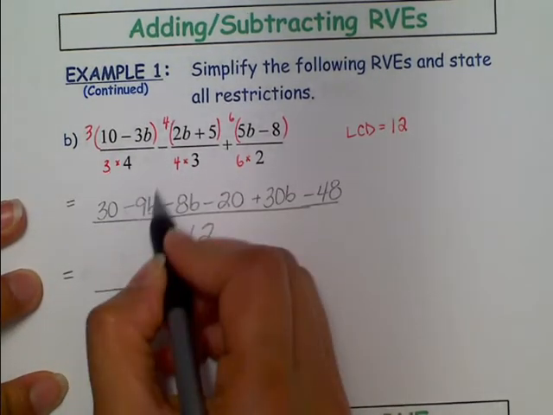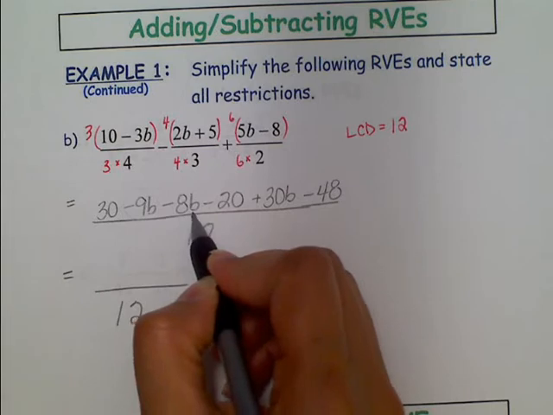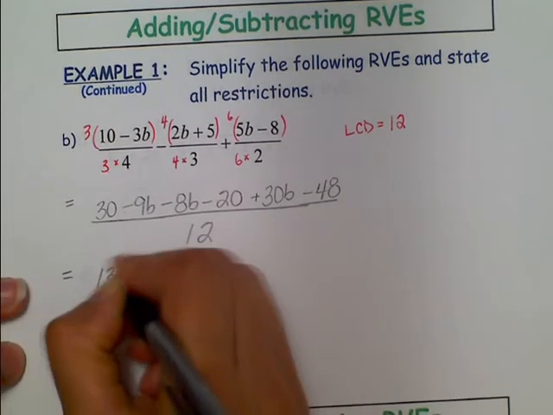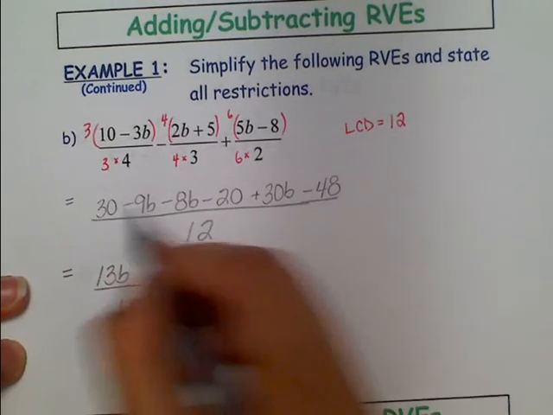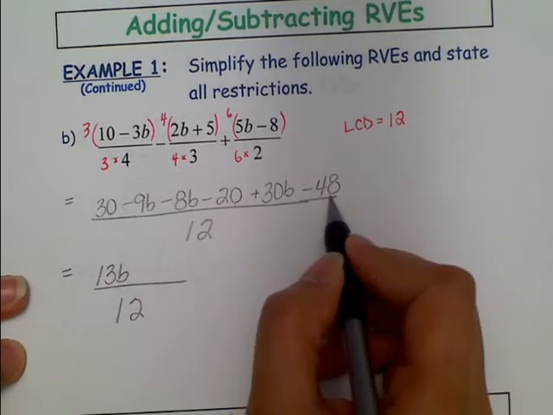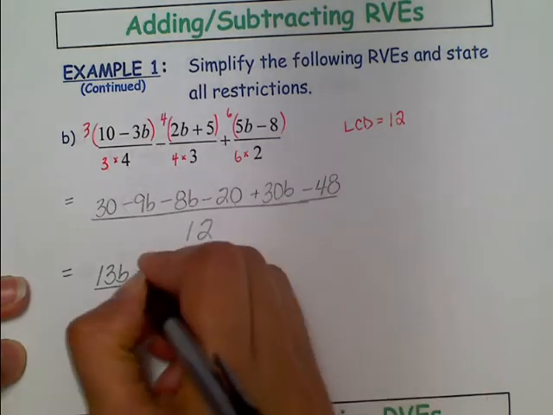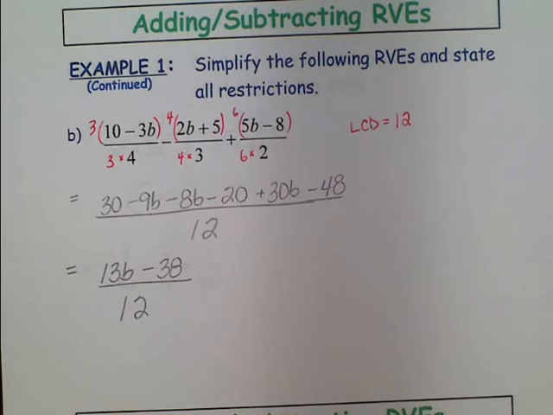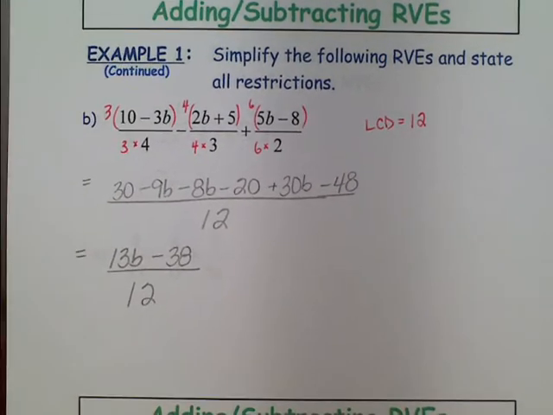And then finally, I can just collect like terms. And I have negative 9b minus 8b, which is negative 17, plus 30, which is 13b. And then 30 minus 20 is 10. Minus 48 is negative 38. And again, like I said, no restrictions in this case because we are looking at just numerical parts in the denominator and you don't have any variables in the denominator in this case.